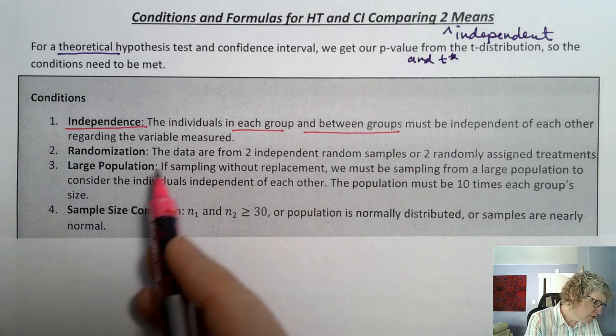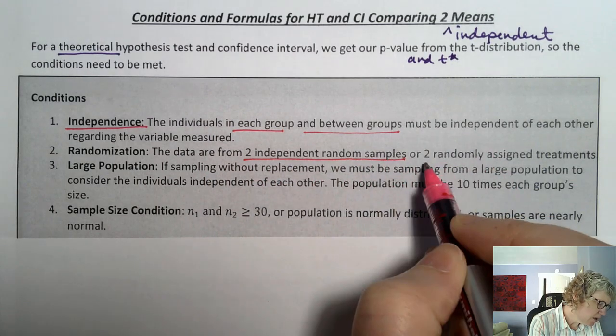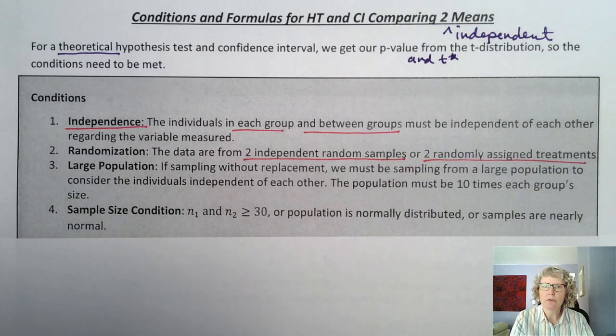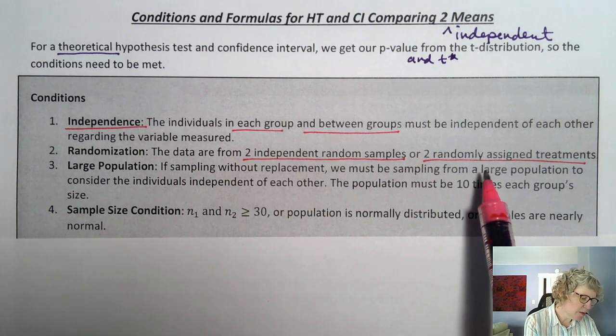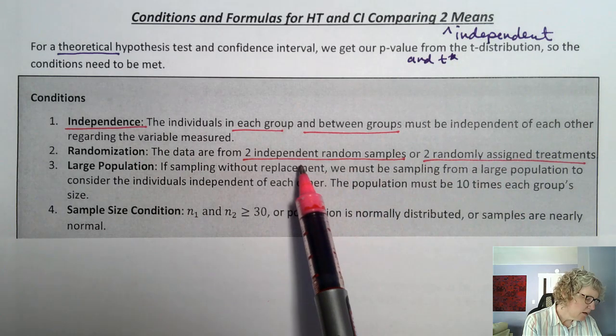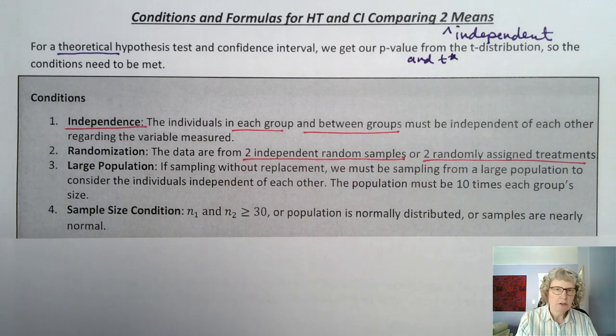And randomization, the data are from two independent random samples or two randomly assigned treatments, right? So there's a couple different ways. If it's an experiment, they should be randomly assigned the treatment. If it's a survey or two other kind of groups, observational groups, then we would do two random samples.